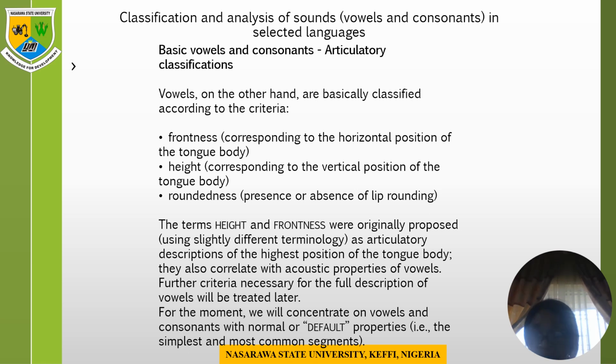The terms height and frontness were originally proposed, using slightly different terminology, as articulatory descriptions of the highest position of the tongue body. They also correlate with acoustic properties of vowels. Further criteria necessary for the full description of vowels will be treated later. For the moment, we will concentrate on vowels and consonants with normal or default properties, that is, the simplest and most common segments.